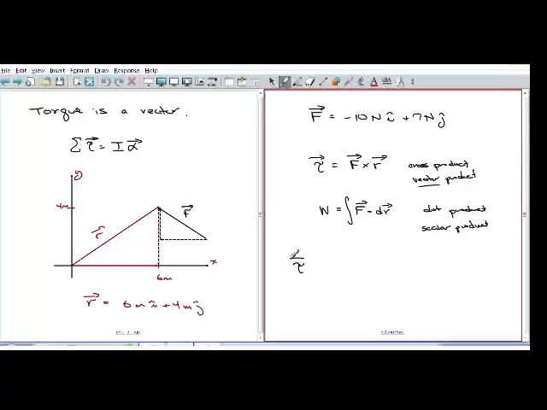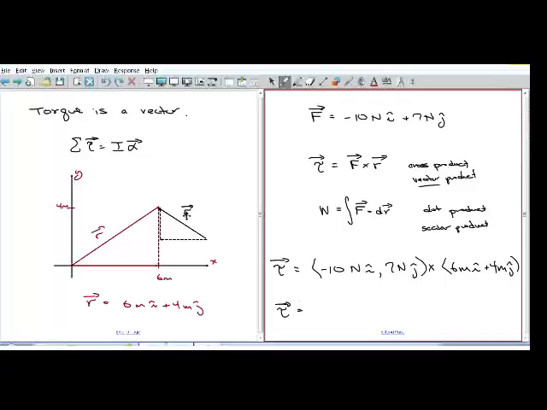So if I want to find the torque vector for our example, you're going to have the force vector, which is negative 10 newtons i, comma 7 newtons j, and that's going to be crossed with the radius vector, which is going to be 6 meters i plus 4 meters j.